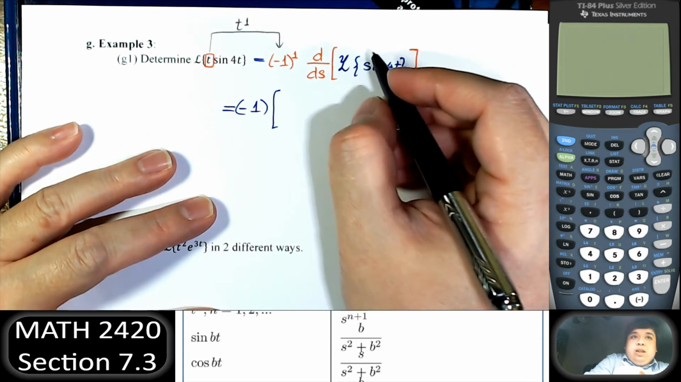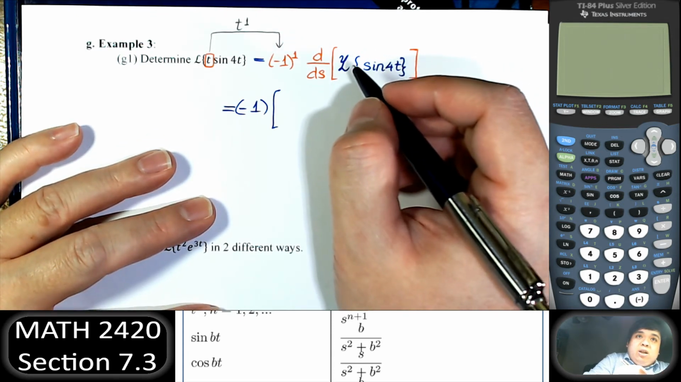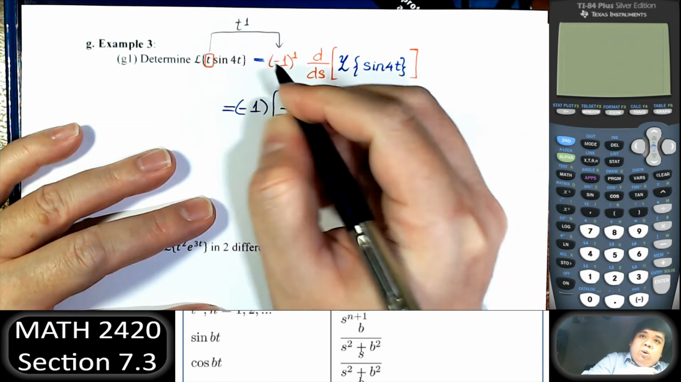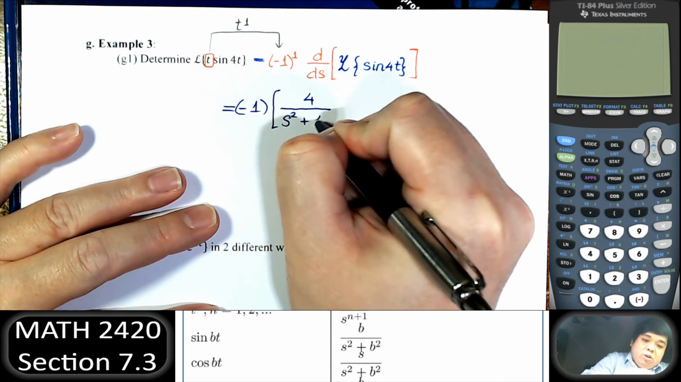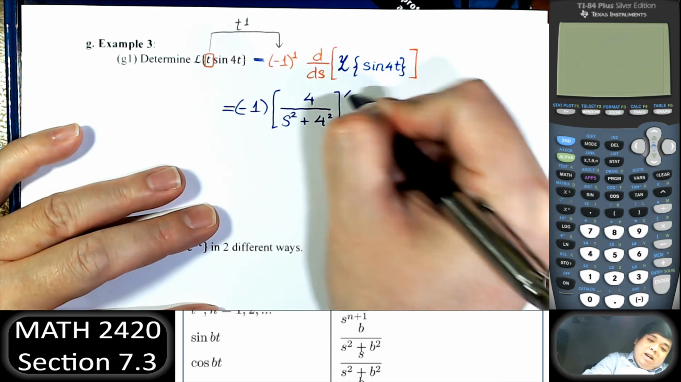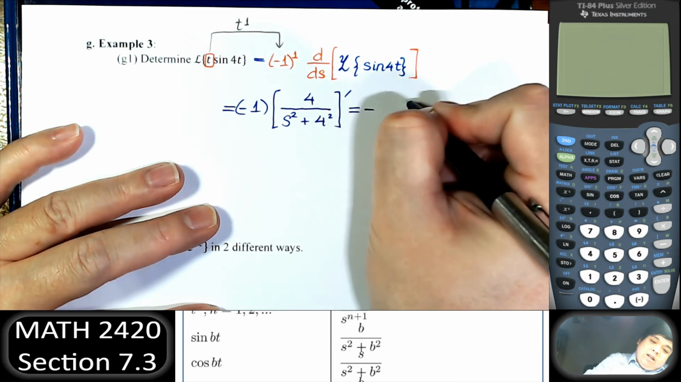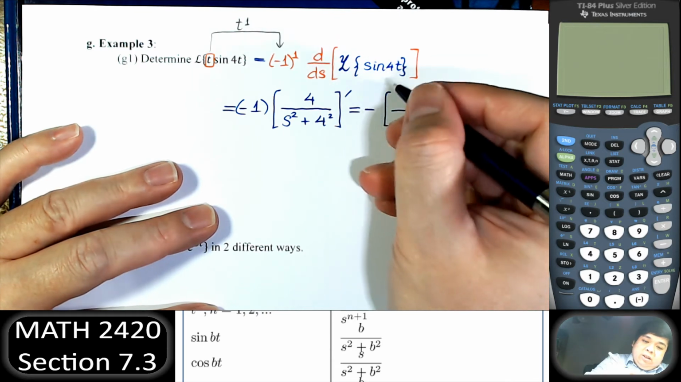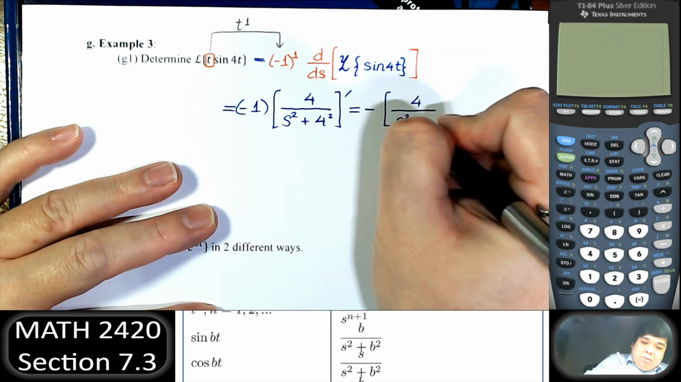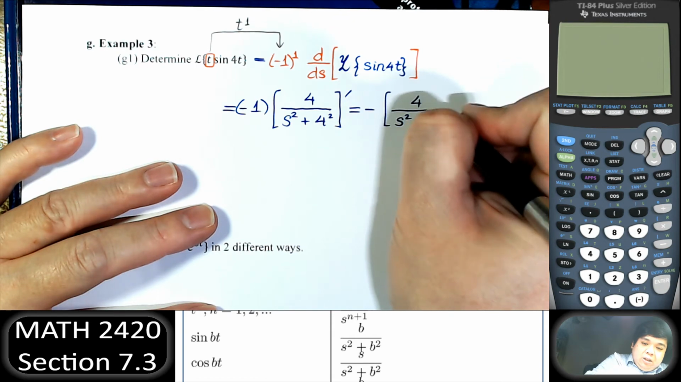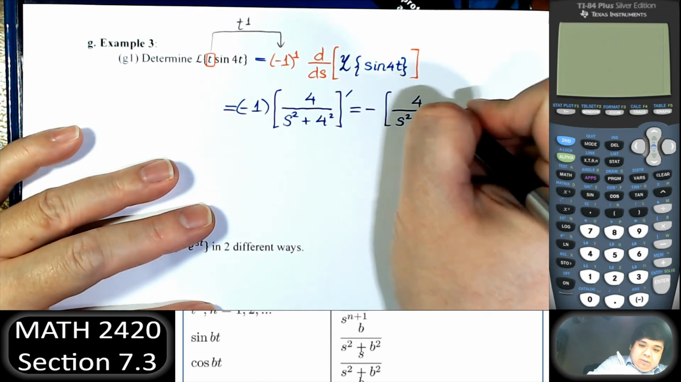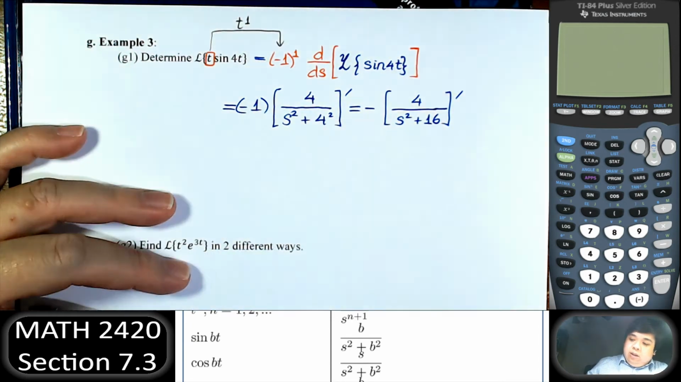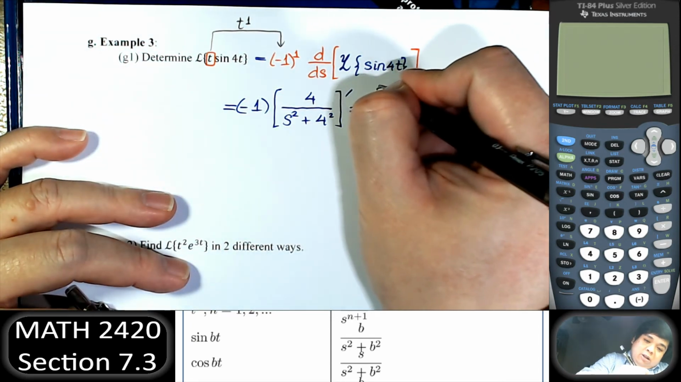The derivative of the transform of sine 4t, where b is equal to 4, so that is 4 over s squared plus 4 squared. I have to take the derivative of that. So that gives us negative the derivative of 4 over s squared plus 16. Of course, the derivative. We can take the 4 outside.